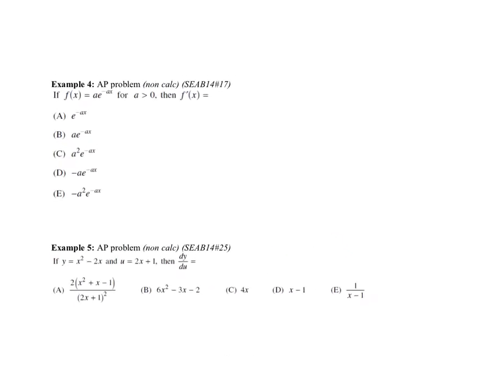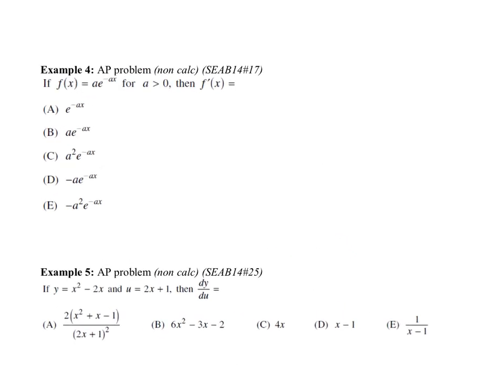Okay, with this fourth example, we have f of x equal to a e to the negative ax, and we're going to take the derivative, assuming that a is positive here. So we have f prime equal to a e to the negative ax, and then we multiply by the derivative of negative ax, which is just negative a. You could rewrite this as negative a squared e to the negative ax, and that is option E.